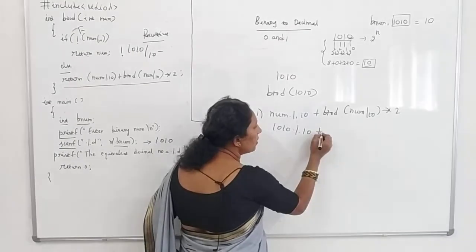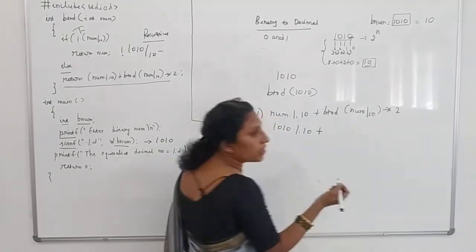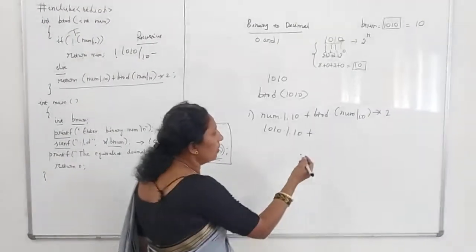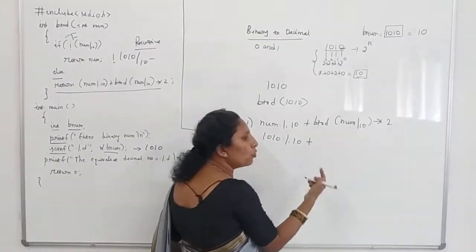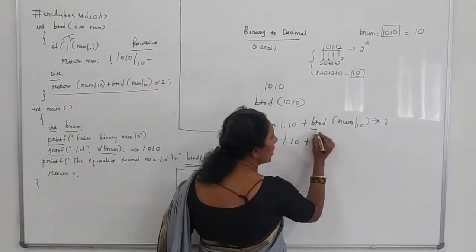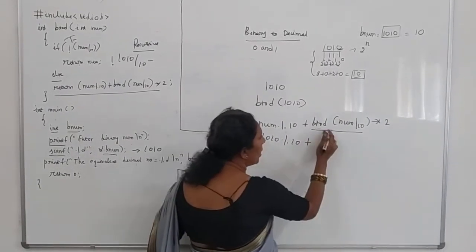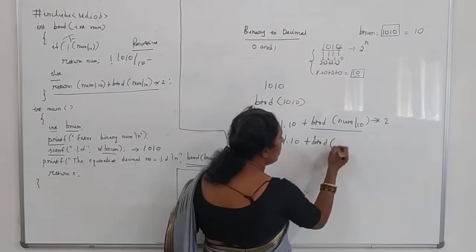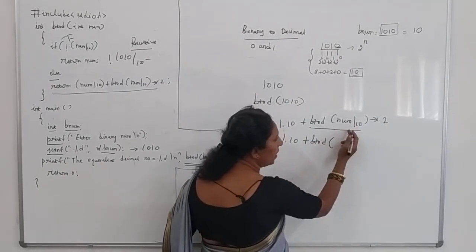0 plus, in the next step, what have you done? So sum is equal to sum plus remainder, that should be multiplied by 2 to the power of 2. Okay, that will be here. I am invoking the recursive function binary to decimal again. Now see, here the next step is what?